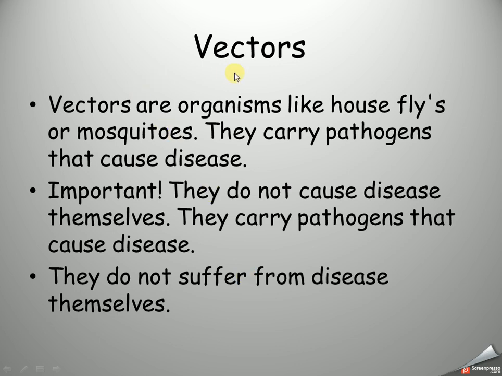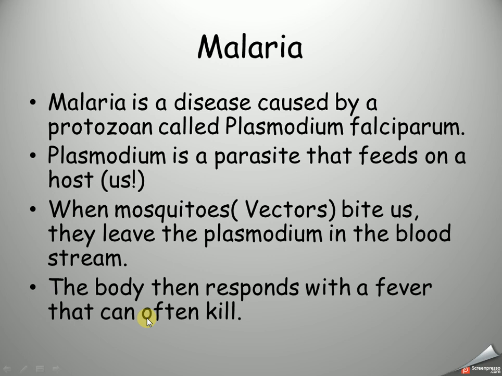Okay, right, vectors. Now, vectors are organisms like, for example, houseflies or mosquitoes. Now, they carry pathogens that cause disease. Now, this is very important, that these vectors, okay, just carry the microorganisms. They just carry the pathogens, but they do not carry the disease themselves. They carry the pathogens that cause the disease, and also they don't suffer from the disease themselves. Okay, now, malaria.